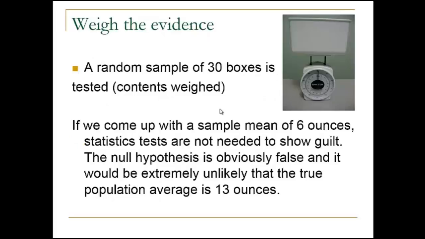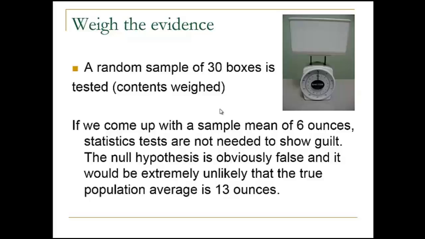You take some evidence, right? What's the evidence? Well, in the case of hypothesis testing, we say, let's see if there's really an average of 13 ounces in these boxes. So you take a random sample of 30 boxes, you weigh the contents, and you come up with a sample mean: weigh all 30 boxes, write the numbers down, add them all up, and divide by 30. If the sample mean, X bar, or as in your book, Y bar, is 6 ounces, well, pretty much everyone's going to think, yeah, you know what, Tony, you're guilty. You're not putting an average of 13 ounces in your boxes.